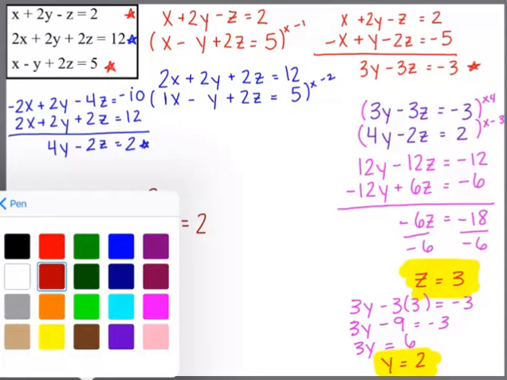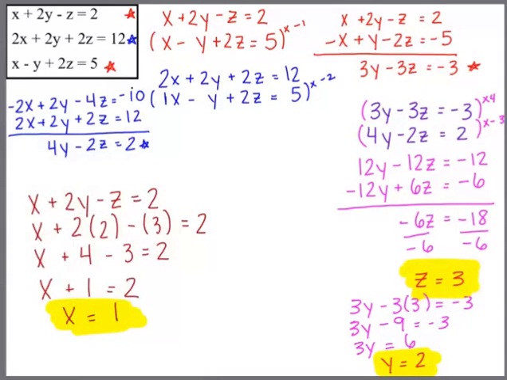And with a sense of finality, we can come over here and in our little solution bubble in the middle that we have built ourselves, we can say that x equals 1, y equals 2, and z equals 3.